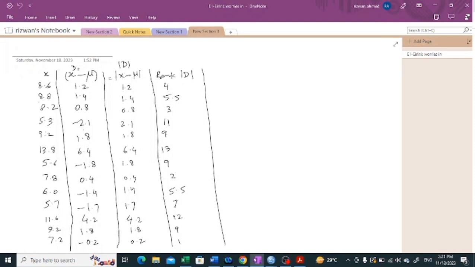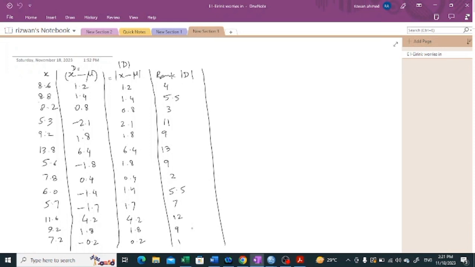Now the next higher value is 1.8, and it is repeated 3 times. See, this is the first one, this is the second one, and this is the third one. In that case, if these three were different, we would have assigned the ranks 8, 9, and 10 to these numbers. So we take the average of 8, 9, and 10. The average of 8, 9, 10 is 9. Therefore we have assigned rank 9 to all these three numbers.